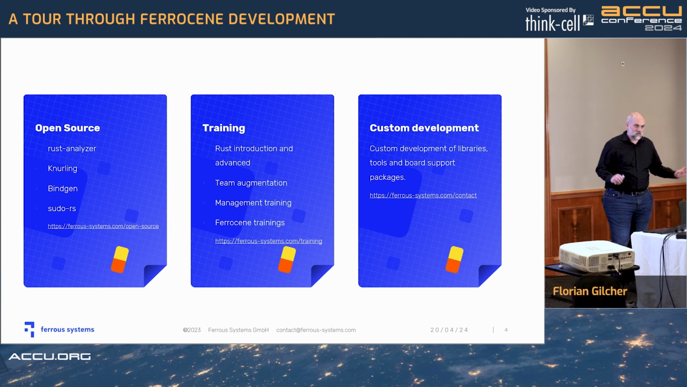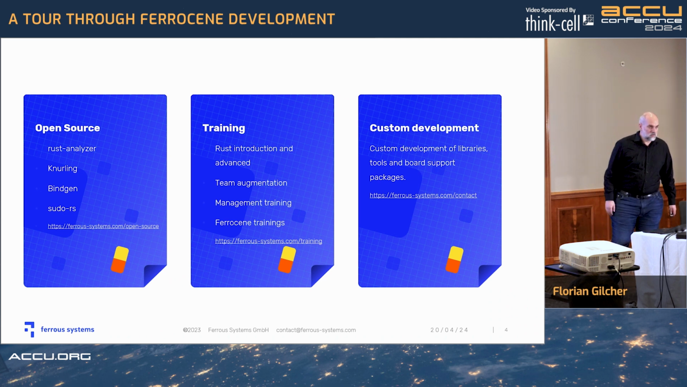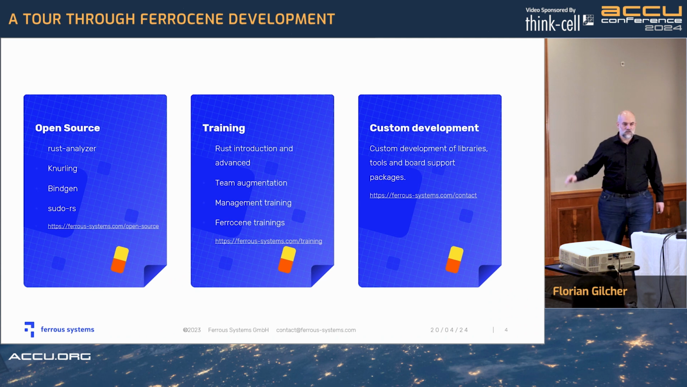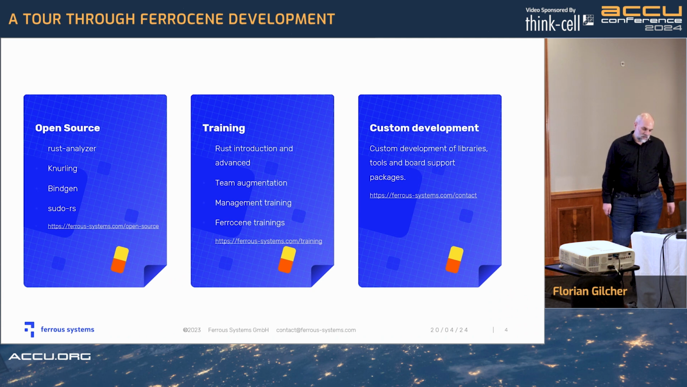Ferrous Systems does a lot of open source maintenance, training, custom development, all of these kinds of things. The reason why I put this slide on is particularly because of the maintenance. We maintain a lot of crucial parts of the Rust environment. If you've ever used, for example, the IDE Rust Analyzer, we produce that, and we also are involved in, for example, C and C++ binding generators and things like that.